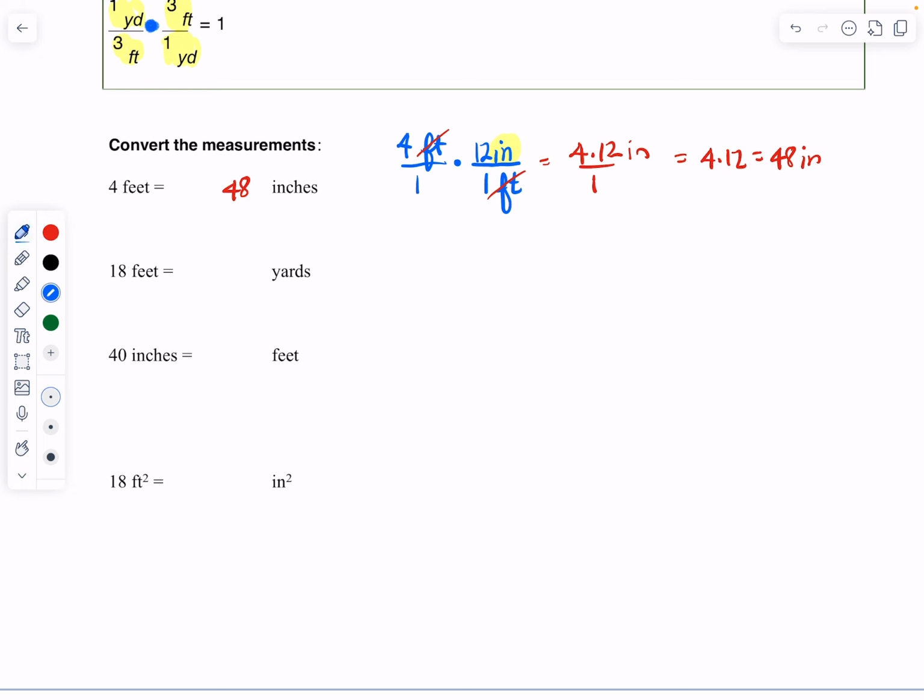Okay, let's do this next one, 18 feet, and we want the answer to be in yards. So 18 feet over 1. Again, I have to have feet on the diagonal, and I have a measurement that converts from feet to yards.